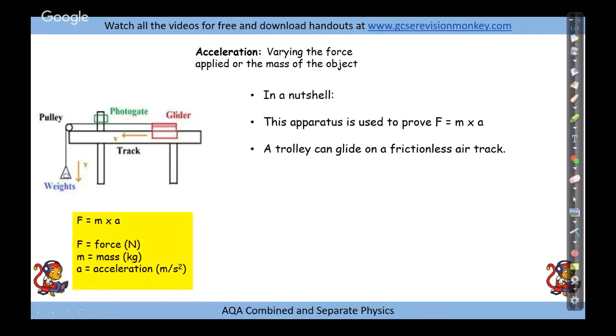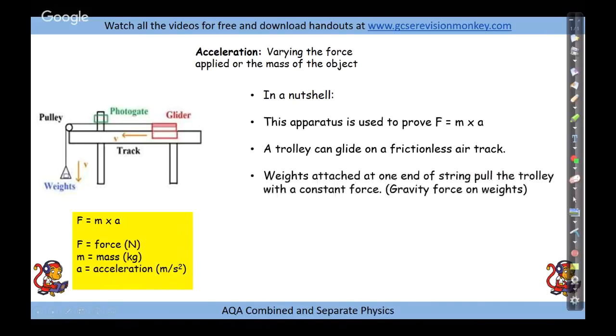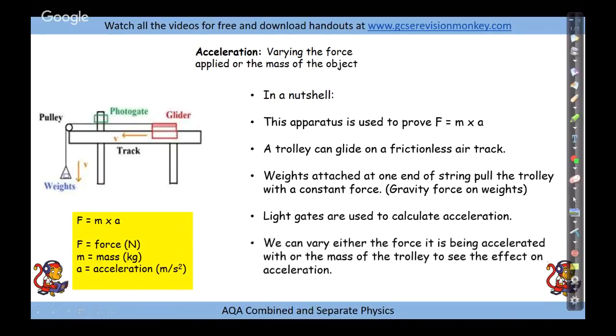The reason why it's frictionless is because we want to apply a force to an object. We don't want any forces in the opposite direction. We don't want any resistance forces acting on it, just the force that we're applying to it. So we can apply weights at one end of a string, and that's going to pull the trolley or the glider across the table. It's going to pull it with a constant force because gravity is the force acting on the weights, and it's just going to pull it straight down. Light gates can be used to calculate the acceleration. Remembering we're doing force equals mass times acceleration, we need to know each of the things in the equation, so we can use light gates, and I'll explain a little bit more about those in a minute.